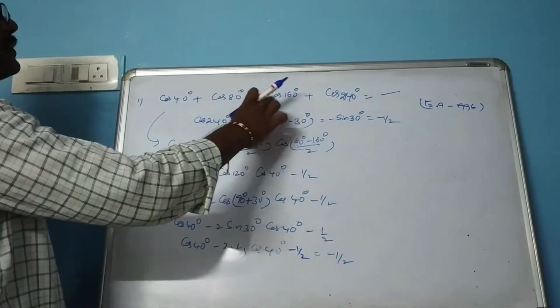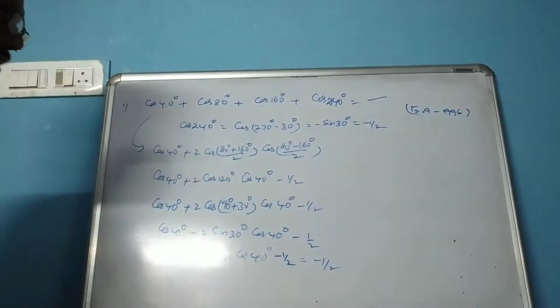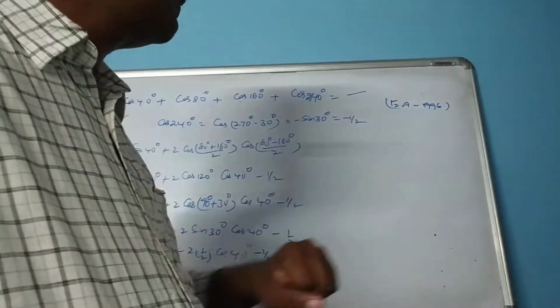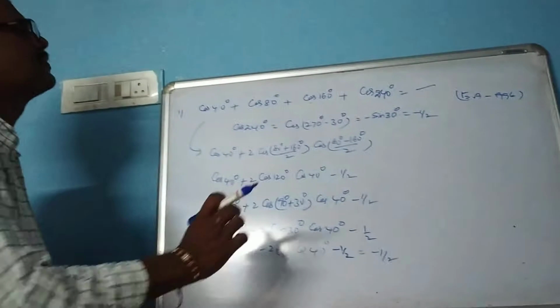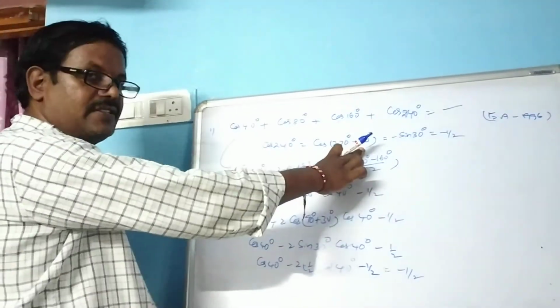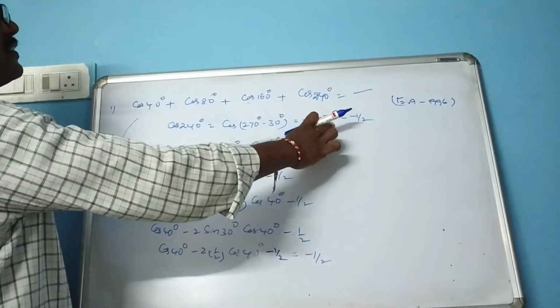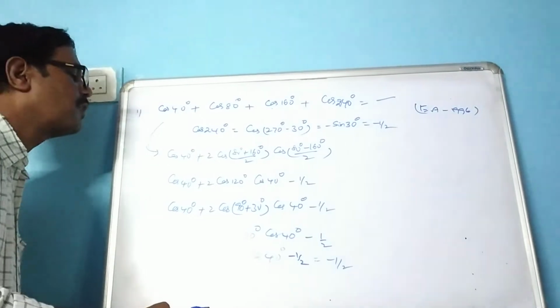cos 80 plus cos 160 plus cos 240 is equal to dash. This was given in MSET 1996. You see friends, cos 240 is equal to cos (270 minus 30). This is in the third quadrant, so this is minus sin 30. This is minus 1 by 2.